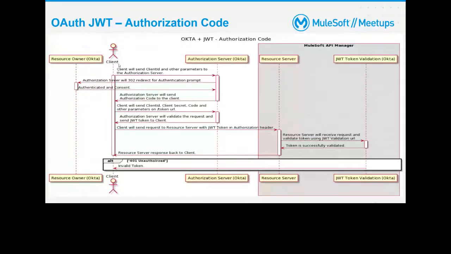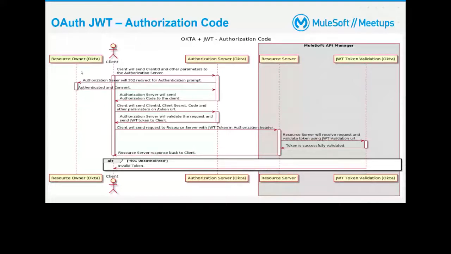So what will happen? In the first step, the client will send a client ID and other parameters like the callback URL to the authorization server, which is located on Okta. The authorization server will validate that client ID and the other parameters. If everything is fine, the authorization server will redirect to the resource owner, where it will prompt a screen where the client has to put the username and the password. The resource owner will validate the username and password entered by the client.